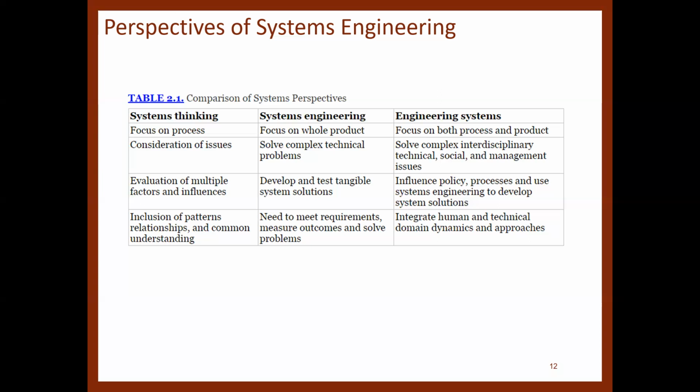Finally, we have engineering systems, which focuses on both process and product. So it's a combination of systems thinking and systems engineering. It solves complex, interdisciplinary, technical, social, and management issues. This type of perspective has influenced policy and processes, and uses systems engineering to develop system solutions. And finally, it integrates human and technical domain dynamics and approaches.